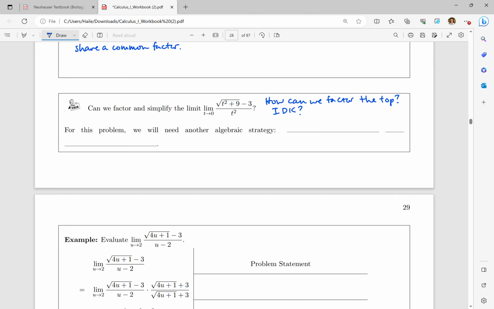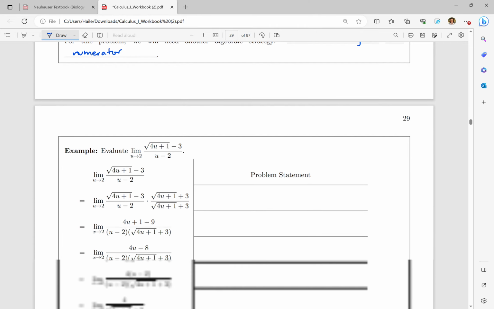So for this problem, we're going to need to introduce another strategy, which we call rationalizing the numerator. So if you're wondering if this is the same thing as rationalizing the denominator, you are exactly right. This is exactly the same as rationalizing the denominator, except instead of getting the square roots out of the denominator, we want to get them out of the numerator. Okay? And again, that's going to help us cancel the denominator problem, just like we did in factor and simplify.